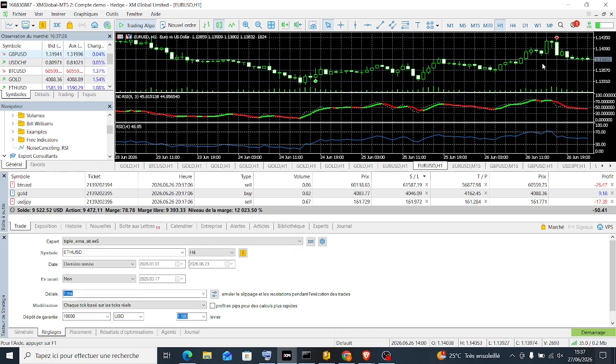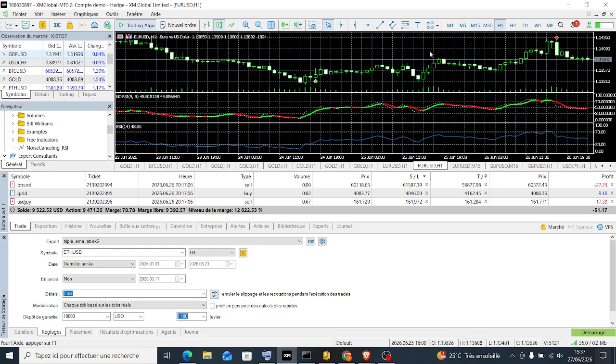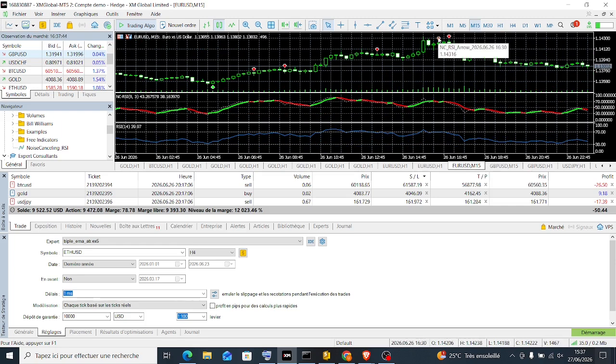Now let me switch to the 15-minute chart. Same indicator, same settings, but look at the difference in arrow frequency. On the 1 hour chart, you get maybe 3 or 4 arrows per day. Clean, reliable. On the 15-minute chart, you get 10 to 15 arrows. More opportunities, but you need to be more selective. The indicator shows you both the smoothed line in green and red and the raw RSI as a dotted silver line below. You can see exactly how much noise is being filtered out.